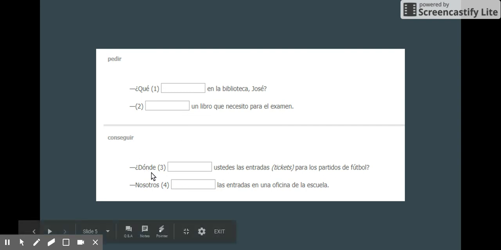For the second one, ¿Dónde blank ustedes? Well, we know the subject is ustedes, so it would be ustedes consiguen. So this E right here changes to an I, and it's a regular IR ustedes ending. And then, nosotros conseguimos las entradas en una oficina. Conseguimos, no stem change, just a regular IR ending for nosotros.